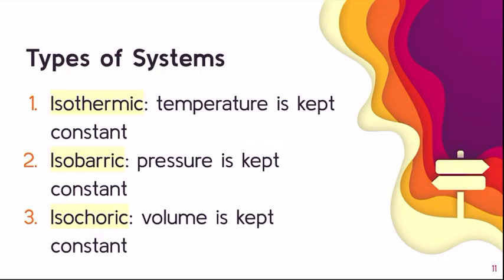Another way that we can classify systems is how they're set up. Again, we have 3 types of systems. We have our isothermic system, which is where temperature is kept constant. We have an isobaric system, where pressure is kept constant. And we have an isochoric system, where volume is kept constant. That's essentially all I have for an introduction to thermodynamics.